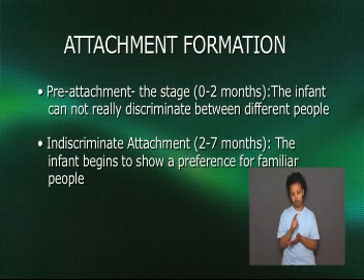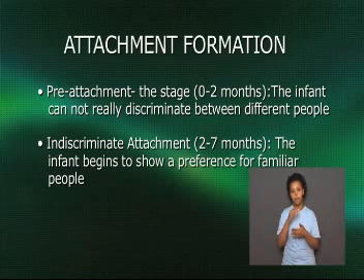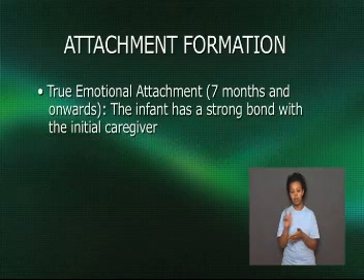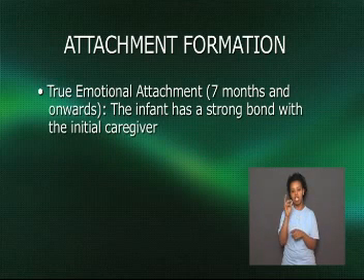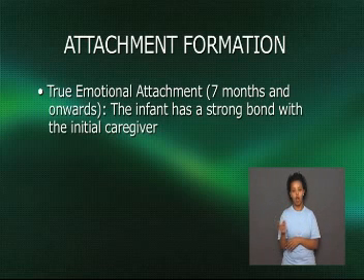Indiscriminate attachment lasts for 2 to 7 months. The infant begins to show a preference for familiar people. Finally, true emotional attachment begins after 7 months and continues from there. The infant has a strong bond with the initial caregiver, although other multiple attachments often form soon thereafter.